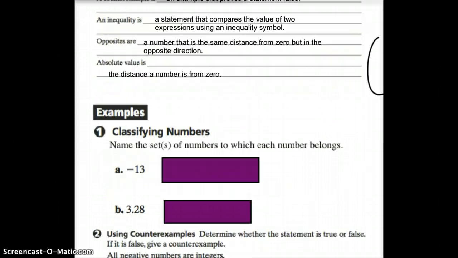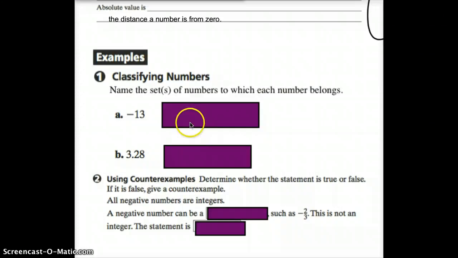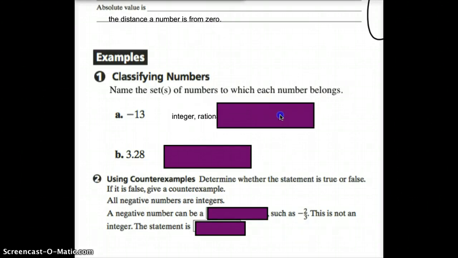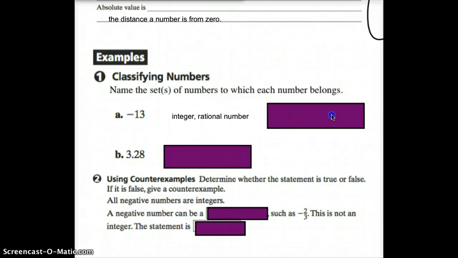Okay. Now, let's look at some examples. We have classify these to set. So it's -13. If you think about it, -13 is going to be an integer. It's a rational number as well. Okay. It's not a whole number.